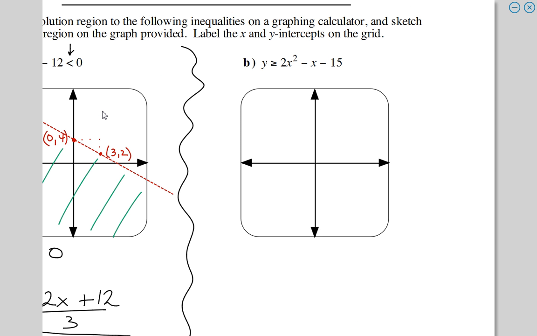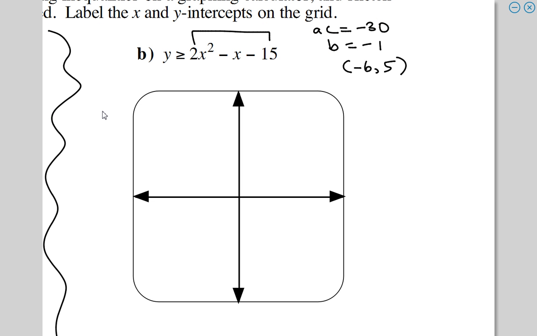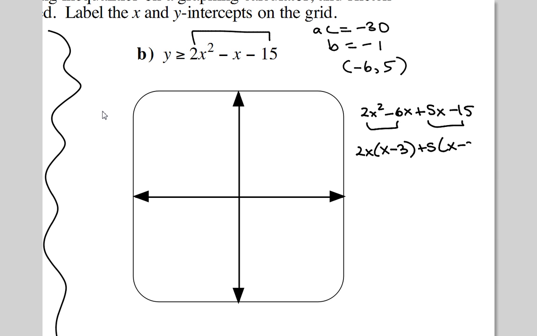Okay, here's quadratic. So looks like we have a polynomial that we're going to see if we can factor. What's the AC value here? Negative 30, and the B is negative 1. Can you think of one? Okay, good. Negative 6, positive 5. So that's 2x squared minus 6x plus 5x minus 15. Grab some GCFs. We have 2x, x minus 3. Grab a 5. We have x minus 3. 2x plus 5 and x minus 3.